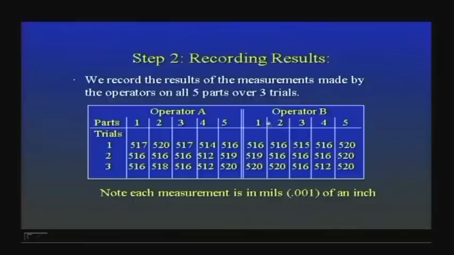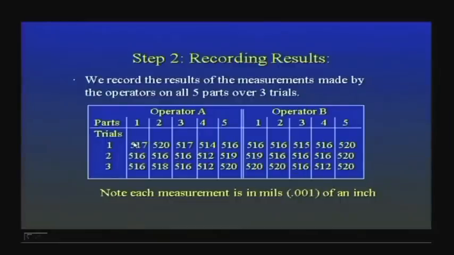Then I take the same parts, and I know exactly which parts those are. What is the identification? I know that. So part 1 is again given to another operator. Part 1 is given to operator B, and he makes 3 measurements there. And again he makes 3 measurements of part 2, 3 measurements of part 3, and so on and so forth.